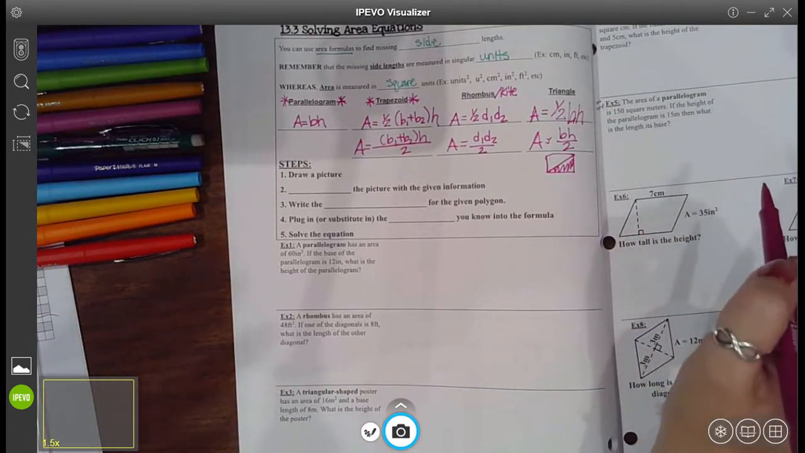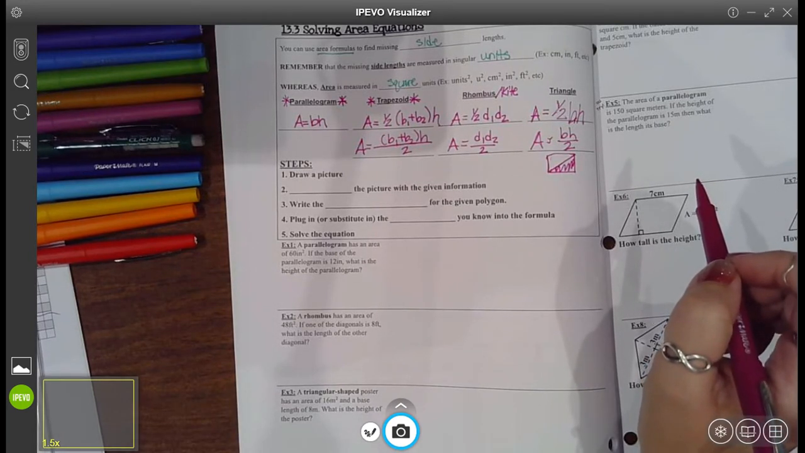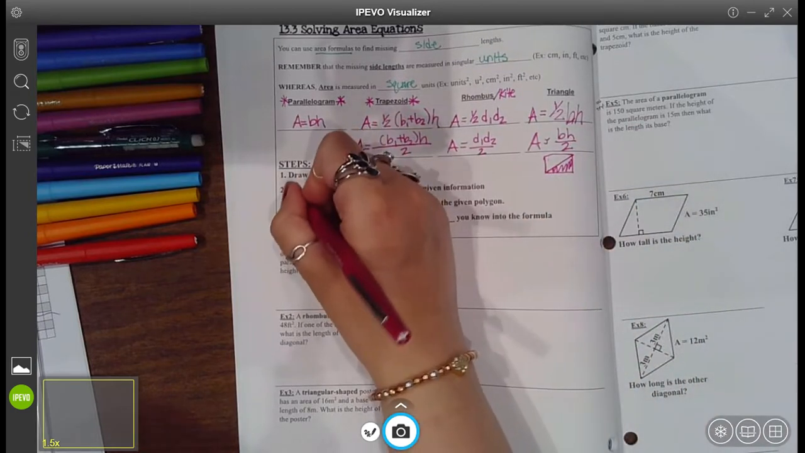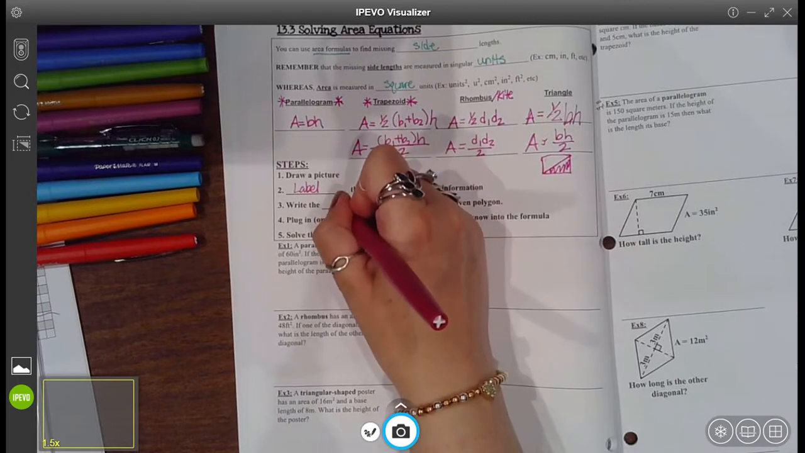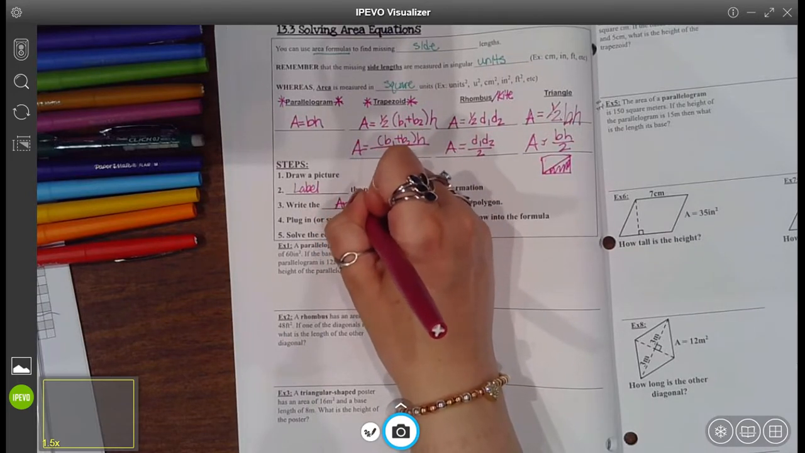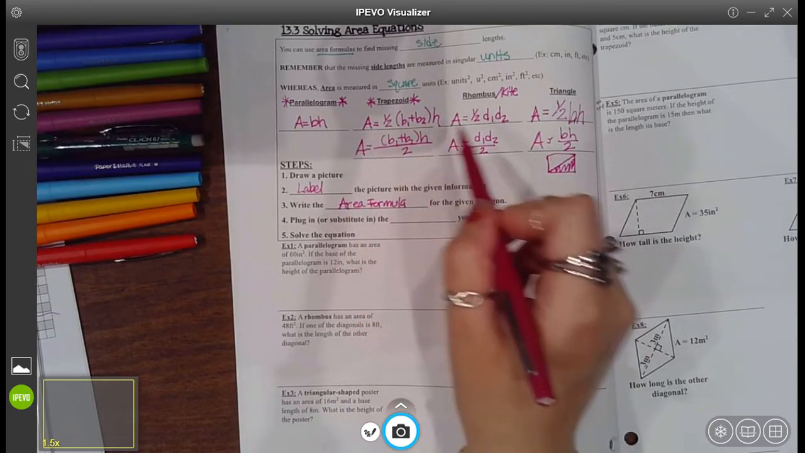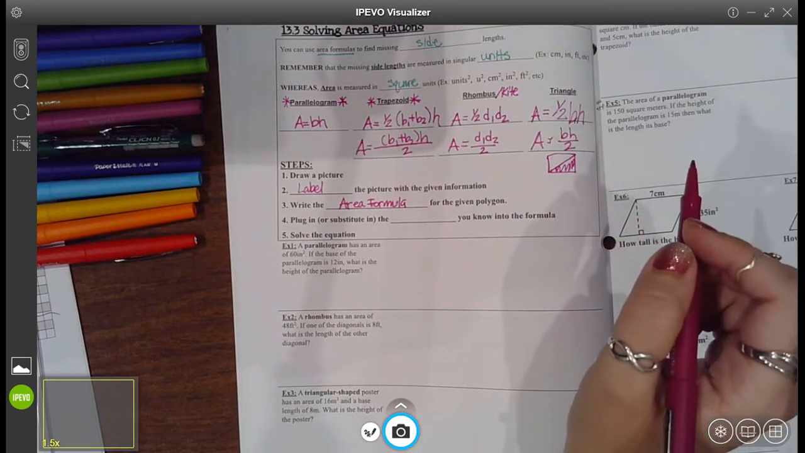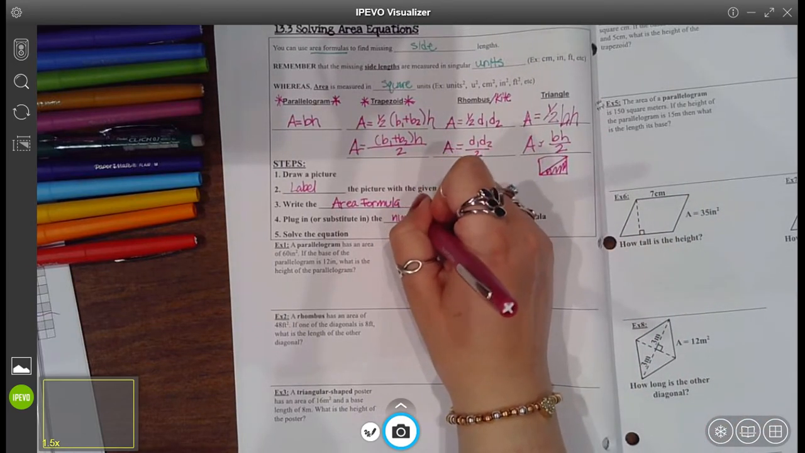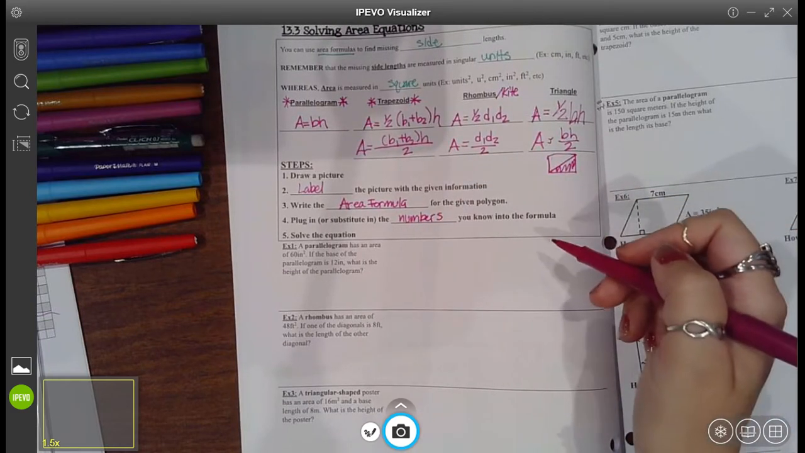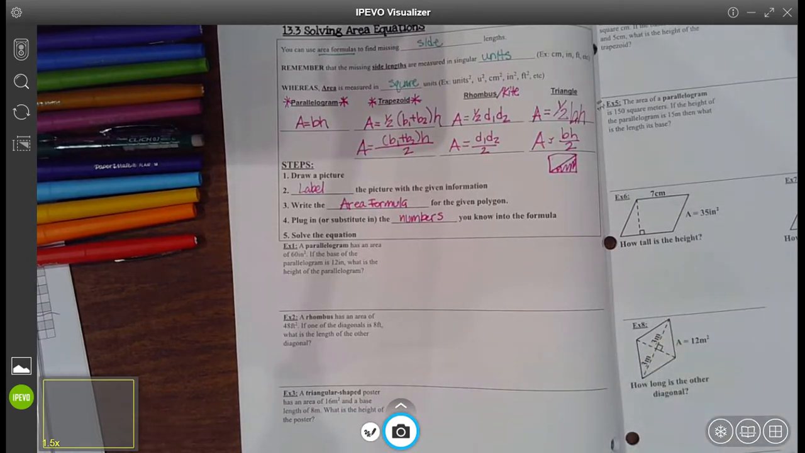So your steps in order to find a missing length is first draw a picture of what they give you, label that picture with the information, write out the area formula depending upon what shape they tell you you're dealing with, because as we can see, each shape has its own unique area formula. Then you just plug in or substitute the numbers that you're given into the formula, and then you just solve the equation like normal. So let's go ahead and try some.